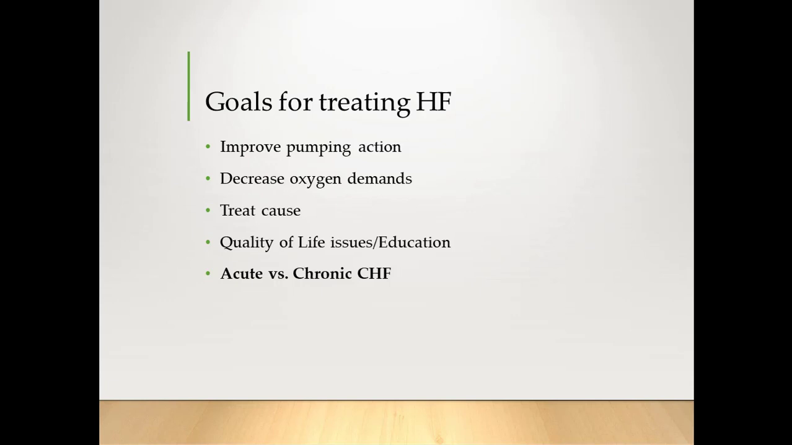Goals for treating heart failure. We want that heart to pump better. We want to see what we can do about decreasing the oxygen demands. Obviously, we're going to treat the cause. We're going to talk to our patients about quality of life issues. Heart failure is a very debilitating disease, and it can really affect a lot of the functions that a person does. And then we're going to look at acute versus chronic heart failure.